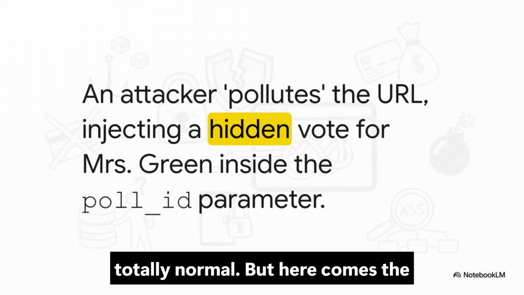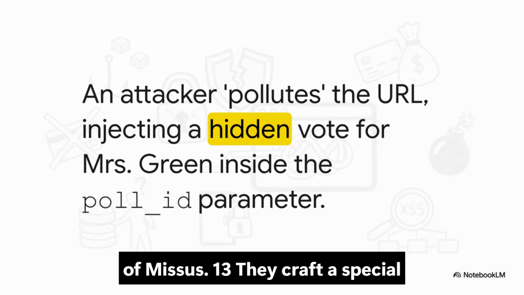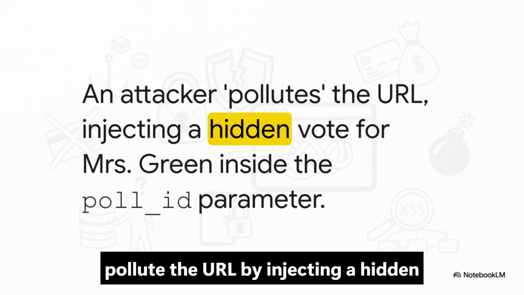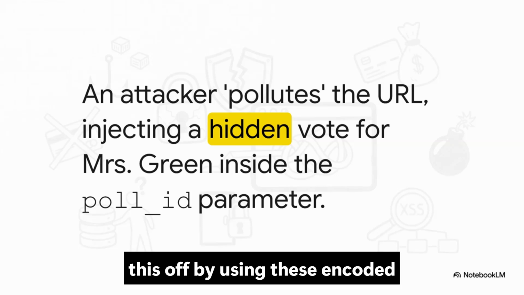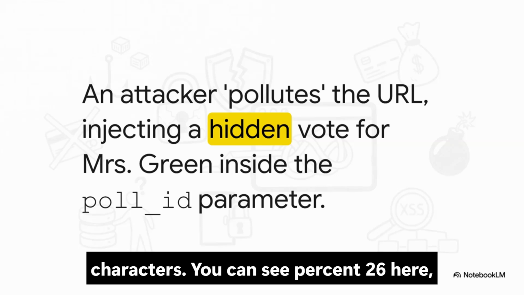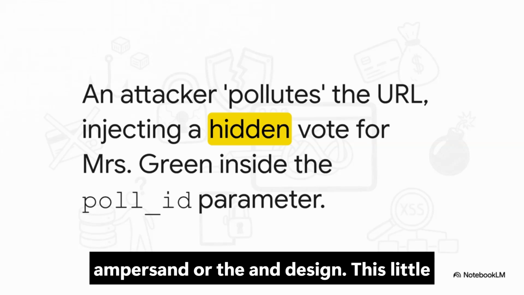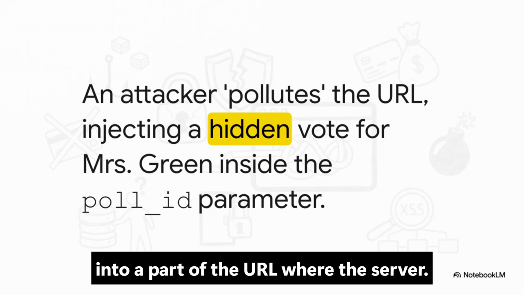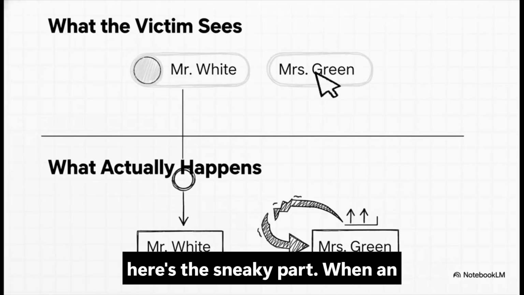But here comes the attacker. Let's say they're a supporter of Mrs. Green. They craft a special, malicious link. What they do is they pollute the URL by injecting a hidden vote for their candidate. They pull this off by using these encoded characters. You can see %26 here, which is just a fancy way of writing an ampersand, or the and sign. This little trick lets them sneak a second command into a part of the URL where the server just isn't expecting to see one.